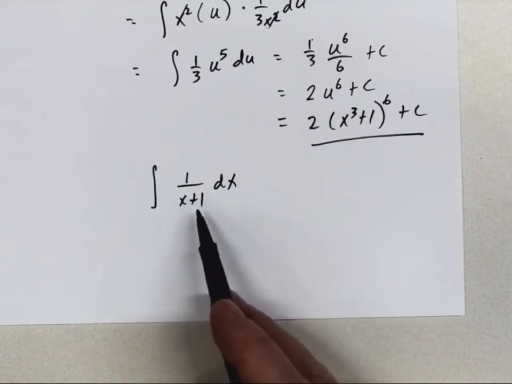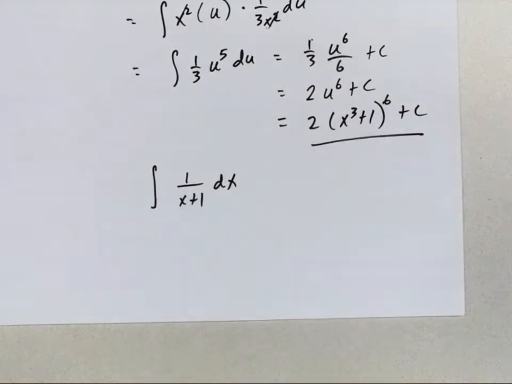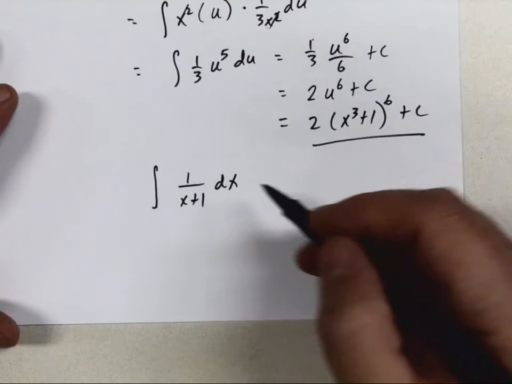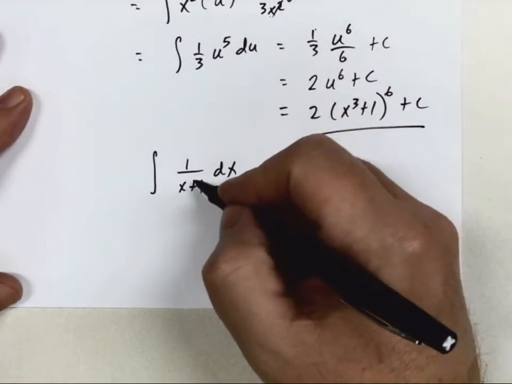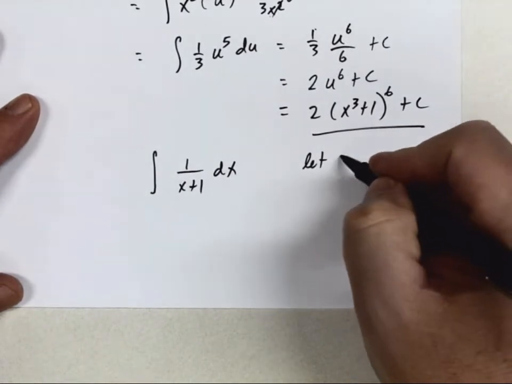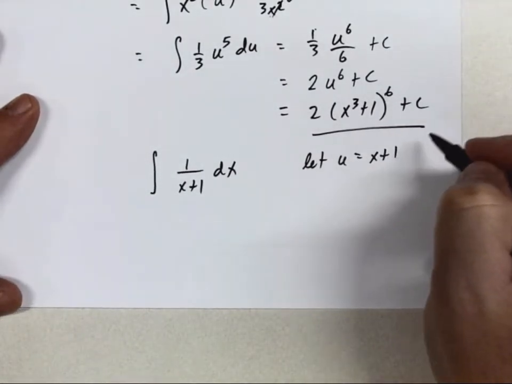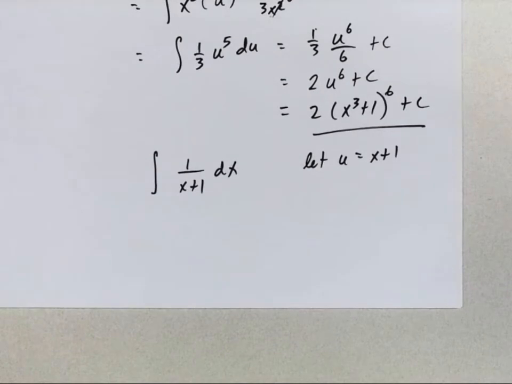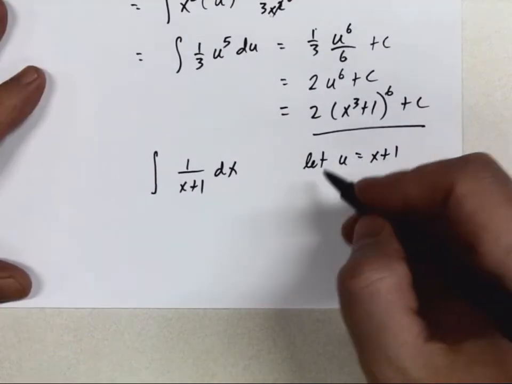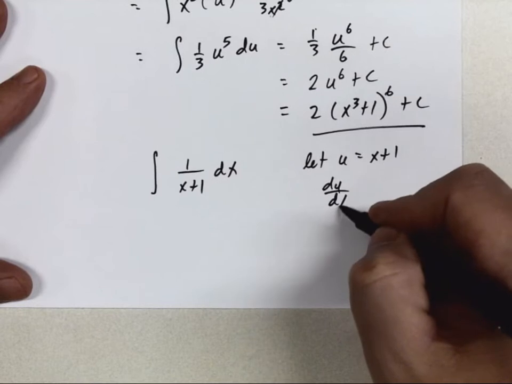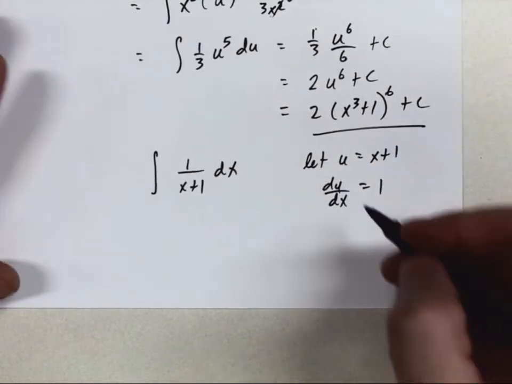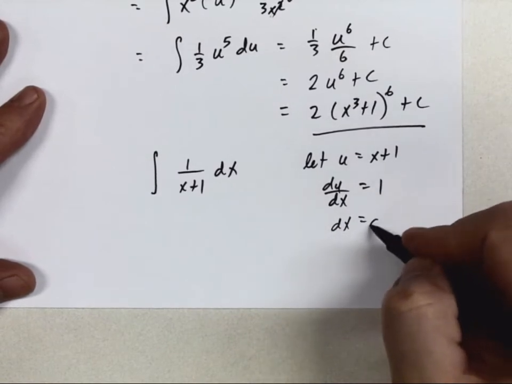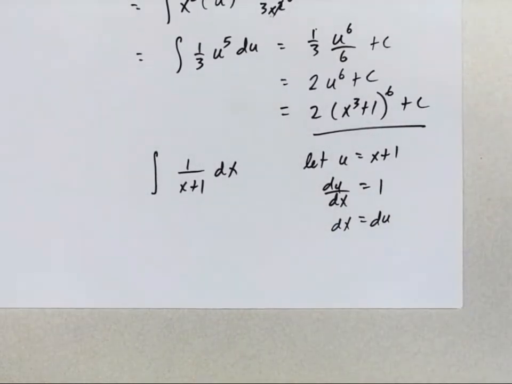It doesn't look very complicated, but we don't actually have a way to integrate this. However, I can do substitution here. Let me go and do it, and then you'll see it. I'm actually going to let u equal the denominator. So once again, then I take du dx. Du dx is just 1. If I solve for dx, basically dx equals du.